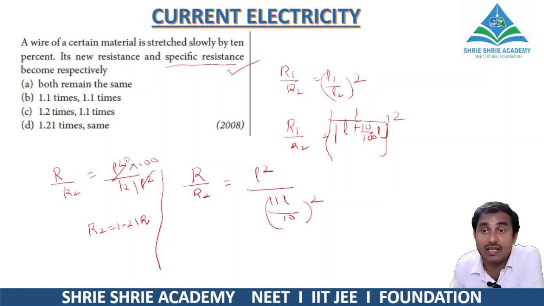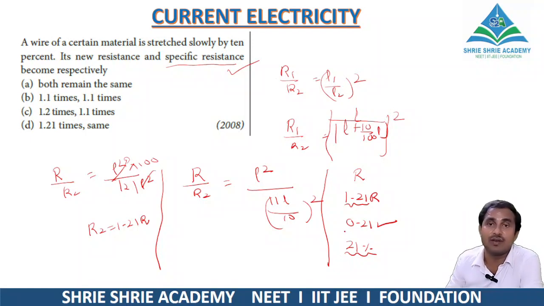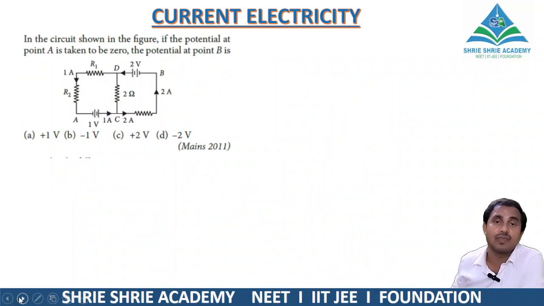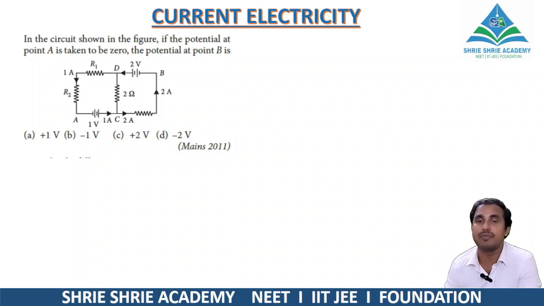1.21 times means it has increased. It was R, it has increased to 1.21 times R. So the increase is 0.21. In percentage, that is 21%. So there is a shortcut method: directly multiply by 100, you can find out. Here resistance became 1.21 times, and resistivity does not change by stretching the wire, it remains the same. Okay, so this is how we have solved a few questions, important questions we have seen.